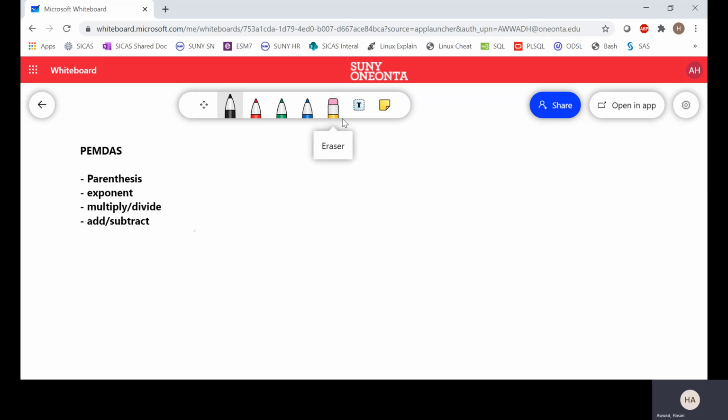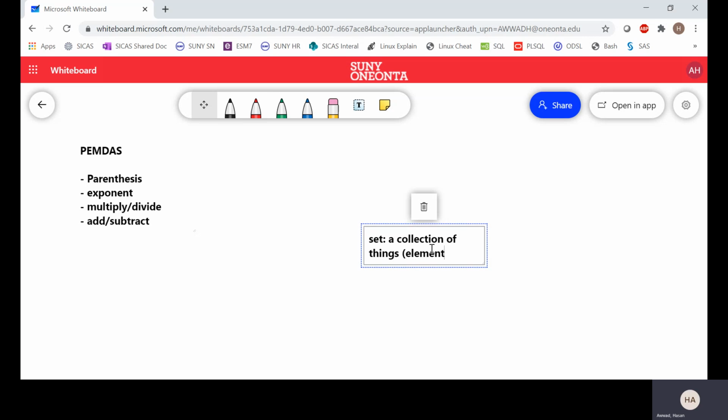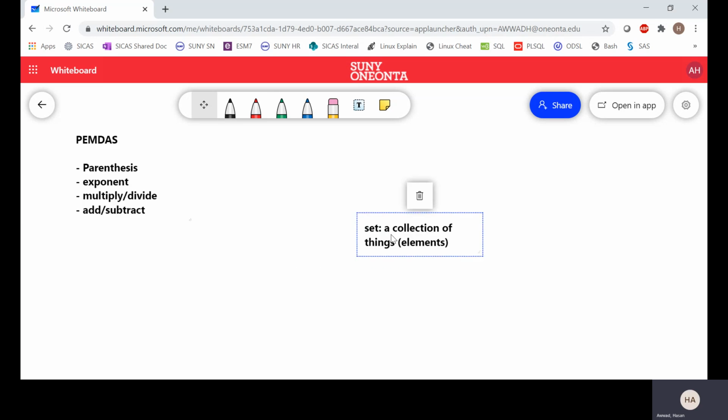A set is generally just a collection of things, and those things are called elements. So I'm not really big on formal definitions. I'm never going to really test you guys on it, but seeing how this is an online format, I figure I will just write it for you. So a set, you can just think about it as a collection of things or elements. Okay. All right. So we will go ahead and just put this off to the side.